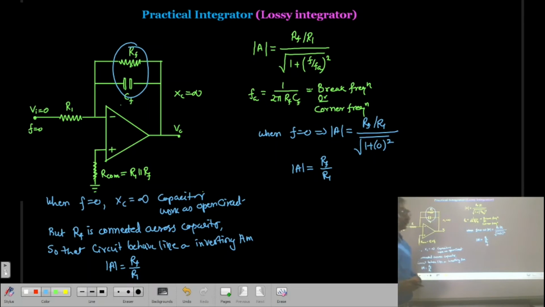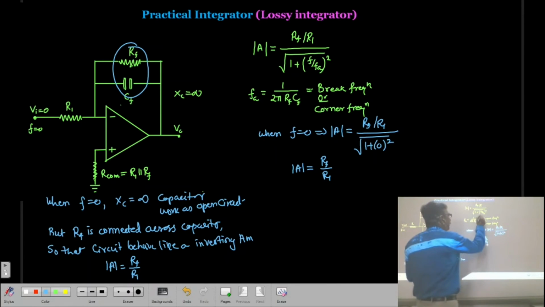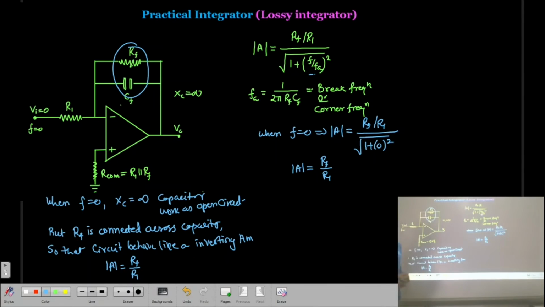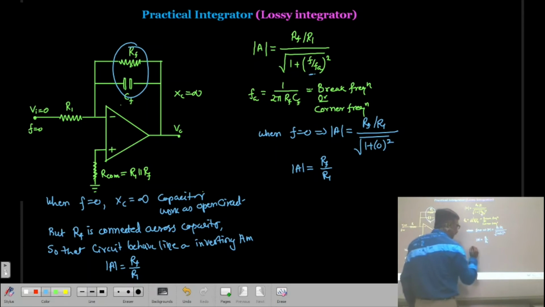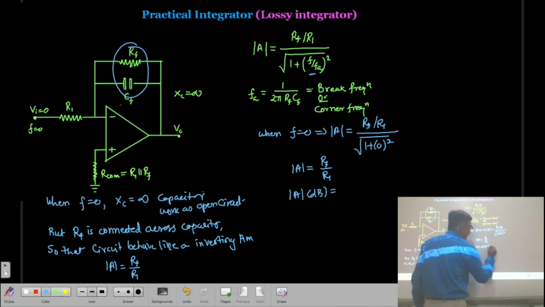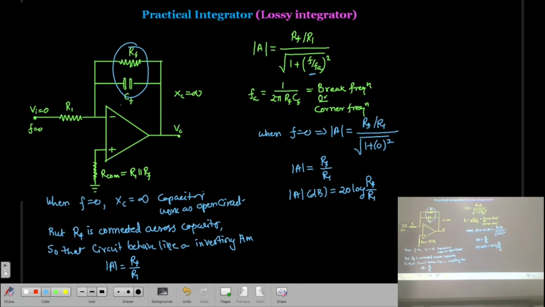So whenever my input frequency is less than Fa, remember, when it is less than Fa, always the gain of the amplifier will be Rf by R1. If we calculate this gain in dB, then this is written as 20 log Rf by R1. In dB, it is 20 log Rf by R1.